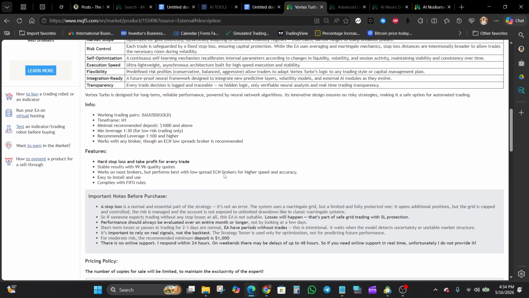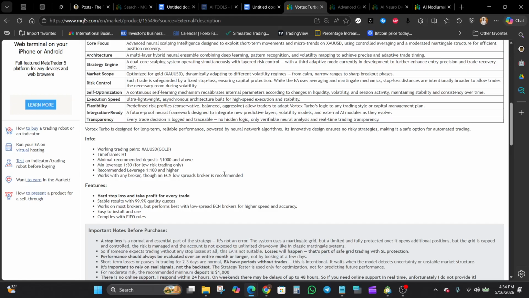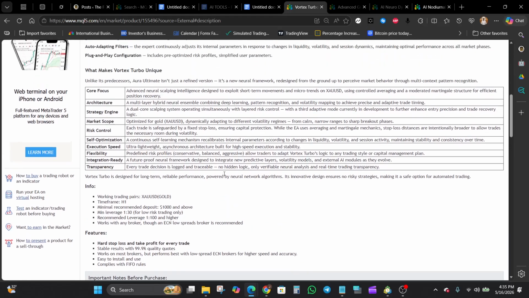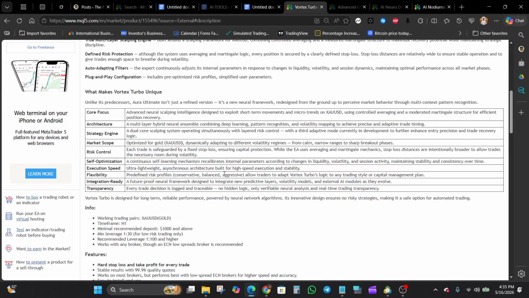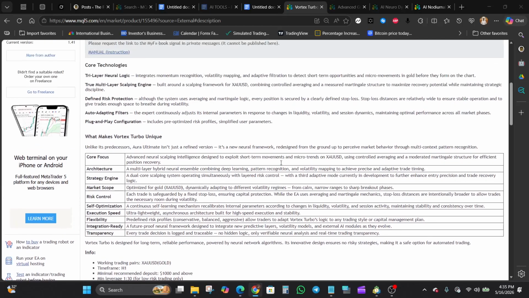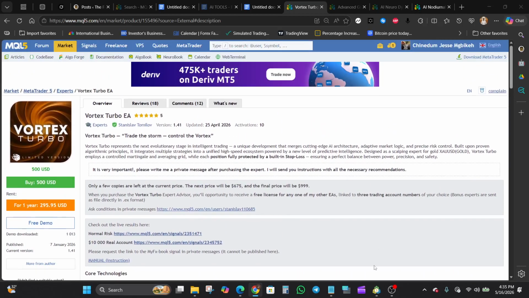Okay, so now as we transition into the historical backtesting section, it's important to remember that the developer specifically states that backtests are mainly intended for optimization purposes and not as guarantees of future performance. Now we're just going to head over to our strategy tester.